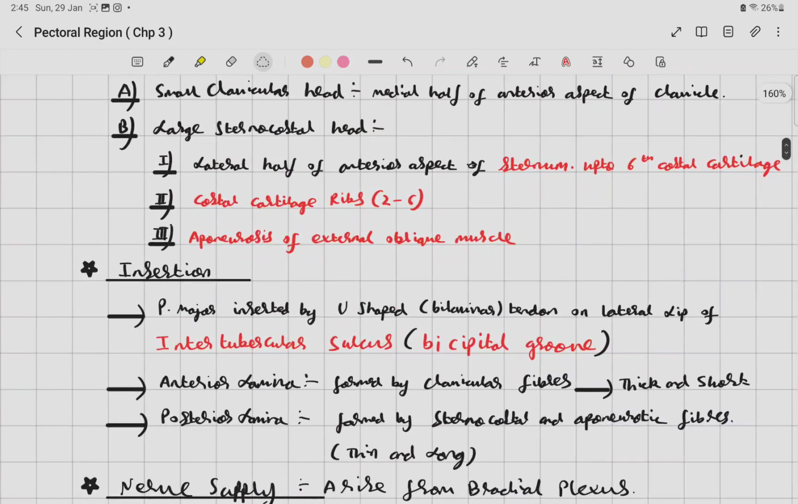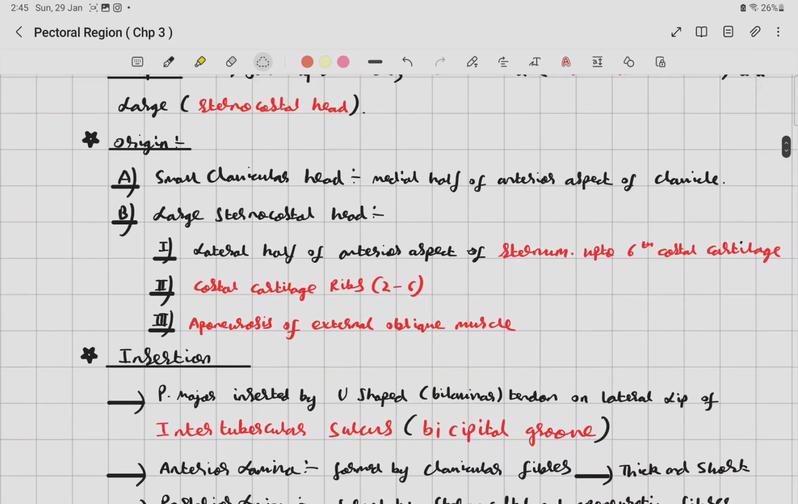And also it originates from the aponeurosis of the external oblique muscles. So for the origin: the small clavicular head originates from the medial half of the anterior aspect of the clavicle, and the large sternocostal head originates from the lateral half of the anterior aspect of the sternum up to the sixth costal cartilage, the costal cartilages of ribs 2 to 6, and the aponeurosis of the external oblique muscles.